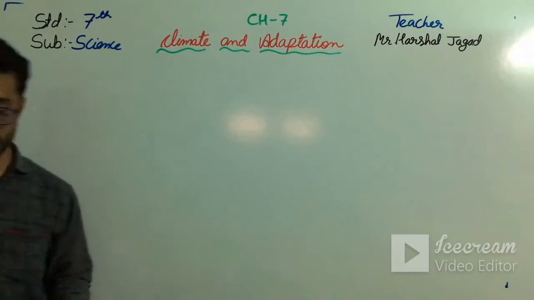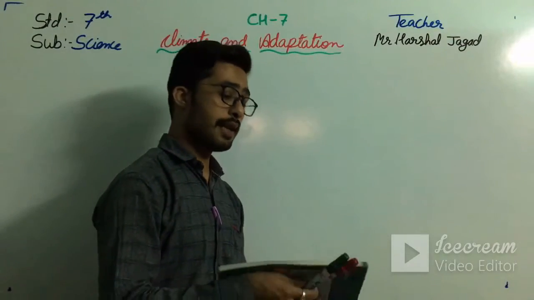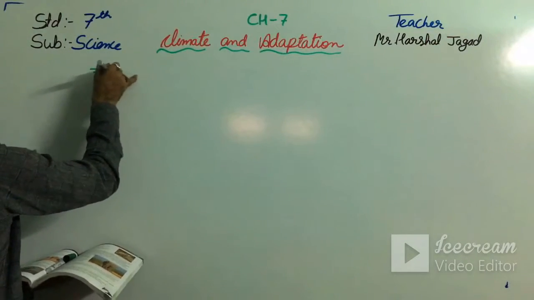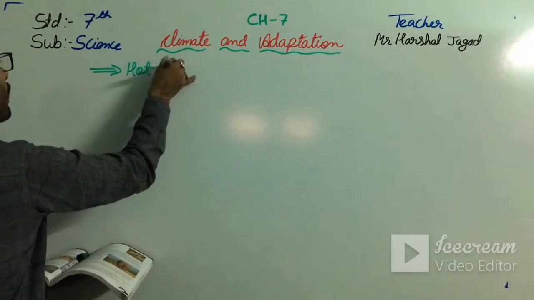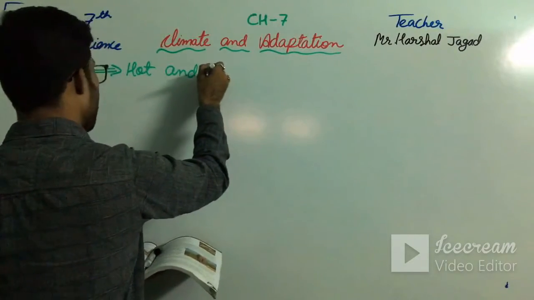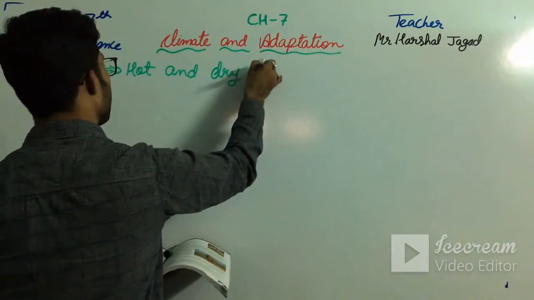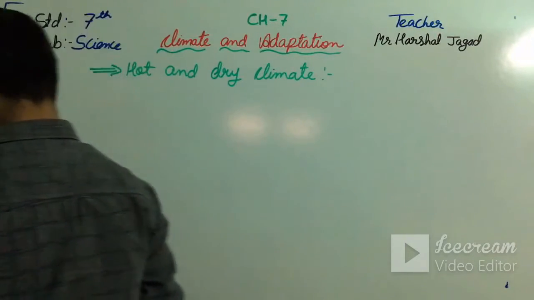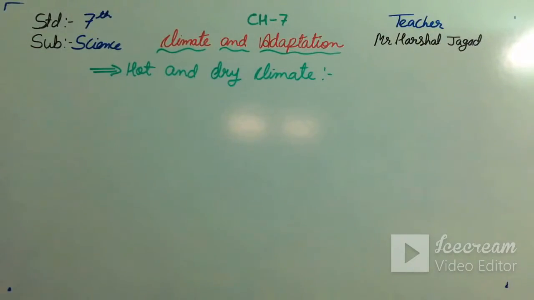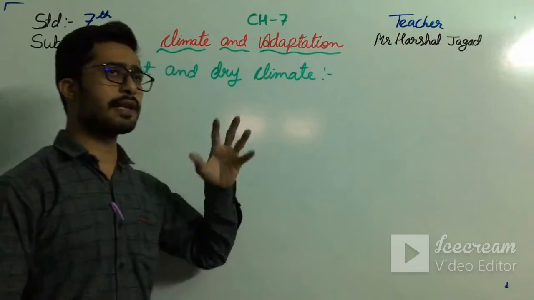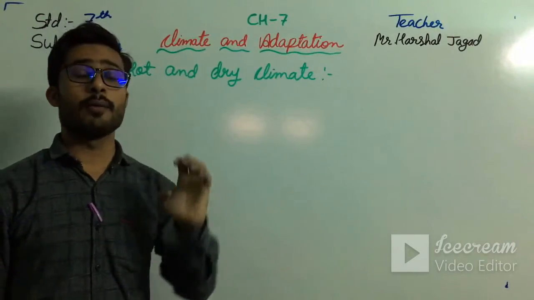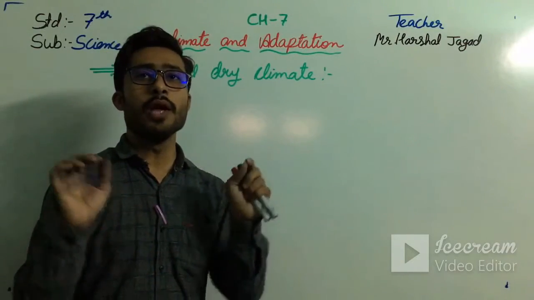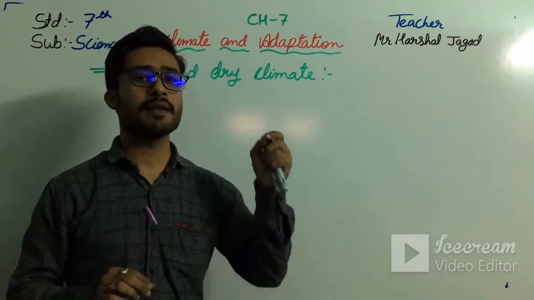Moving further, that is hot and dry climate. Here hot and dry climate. In that, if I take the example of deserts, in some of the desert areas we know that there is a very hot and dry climate. What is hot? Means there is too much temperature over there, and dry climate means there is no humidity in the air. So that is dry climate.